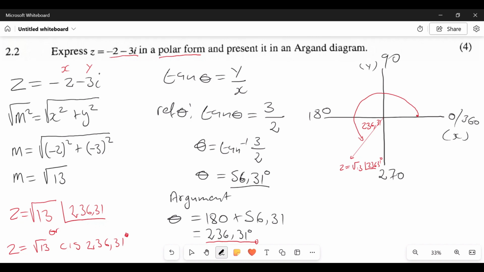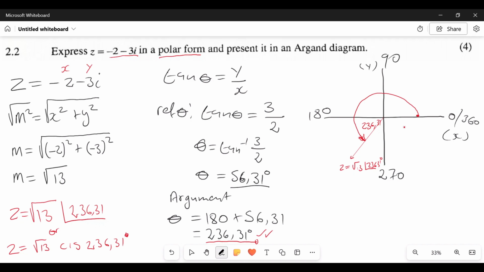Guys, most of the time when you draw the Argand diagram, or when they ask to convert from rectangular to polar, just know that we usually want the positive argument. We know that this here was going to give us a negative argument, but we want the positive argument most of the time.